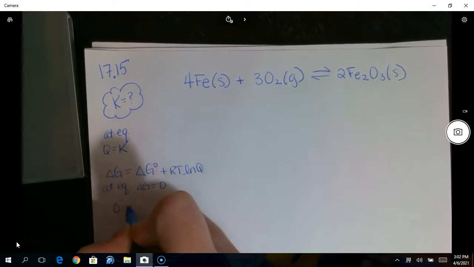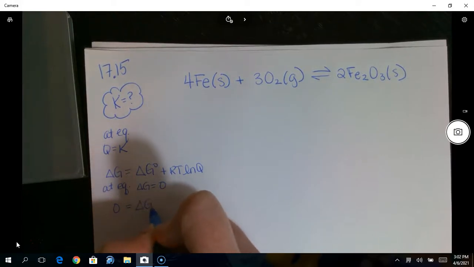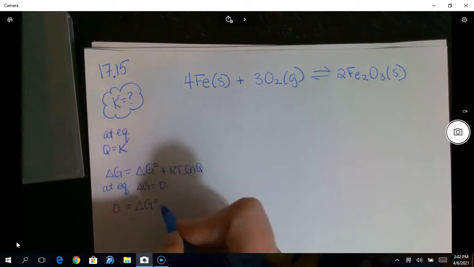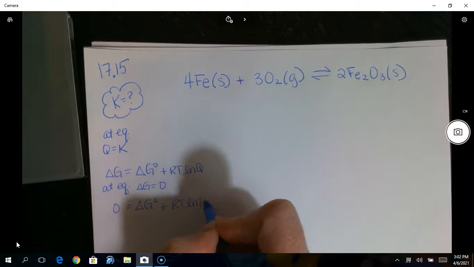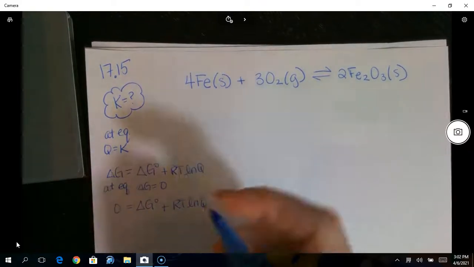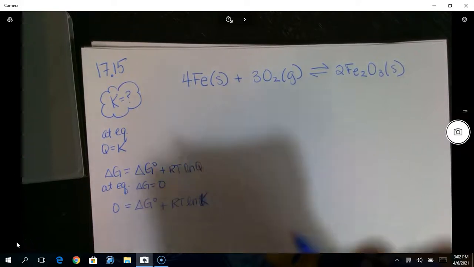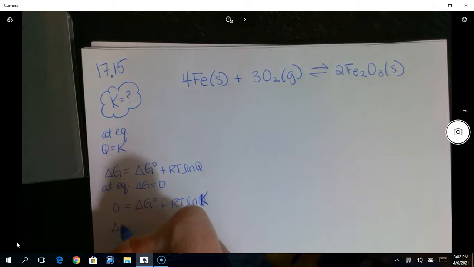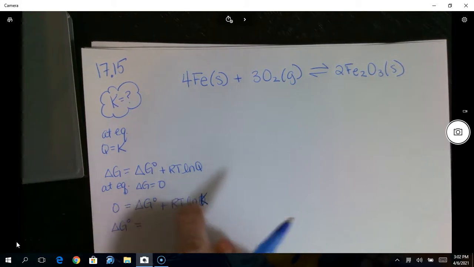So this is 0 equals the standard Gibbs free change of energy plus RT ln Q, right? But now that we've made this equilibrium, we say this is actually K. And then from here, we can say this is equal to the opposite of whatever this is.